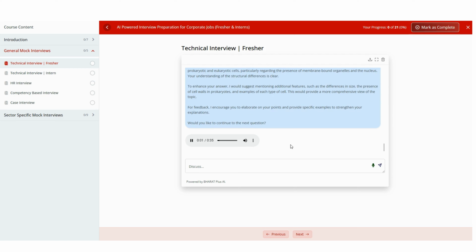Thank you for your response, Arpan. You've highlighted some important distinctions between prokaryotic and eukaryotic cells, particularly regarding the presence of membrane-bound organelles and the nucleus. Your understanding of the structural differences is clear. To enhance your answer, I would suggest mentioning additional features, such as the differences in size, the presence of cell walls in prokaryotes, and examples of each type of cell. This would provide a more comprehensive view of the topic. For feedback, I encourage you to elaborate on your points and provide specific examples to strengthen your explanations. Would you like to continue to the next question?